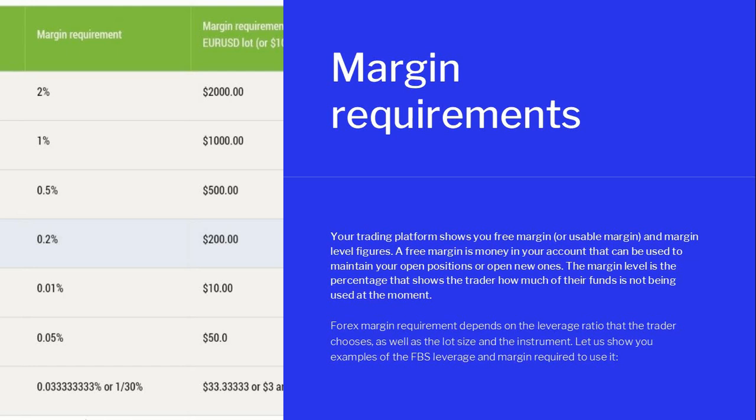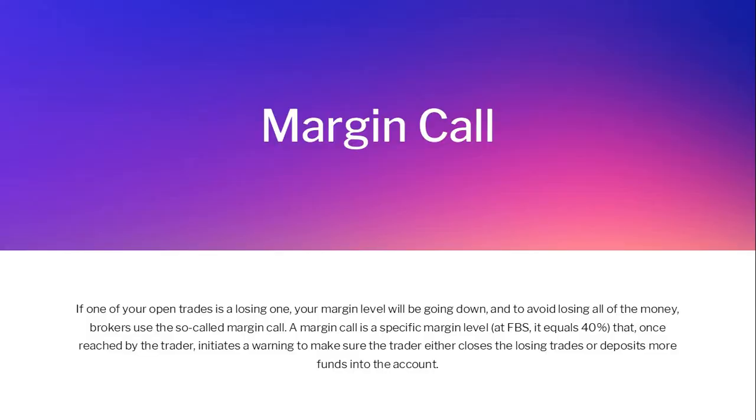So for forex, the margin requirement depends on the margin level that a trader chooses, as well as the lot size and the instrument. So this is very important.